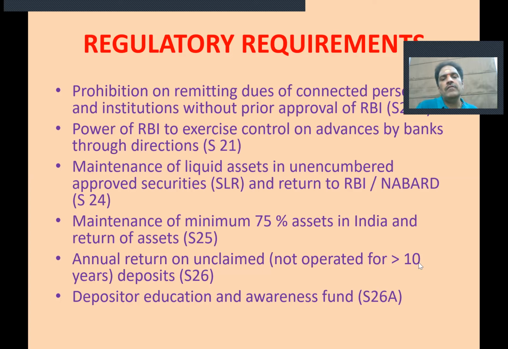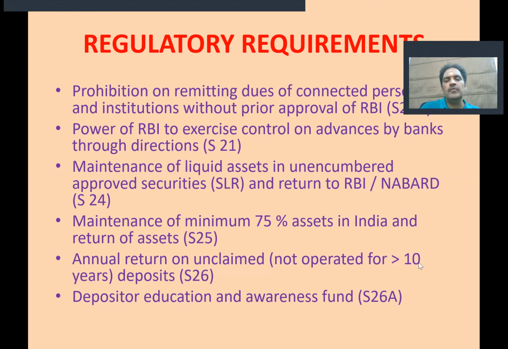Then section 24 is talking about maintenance of liquid assets, that is statutory liquidity ratio. This is also a monetary policy tool. So a proportion of their demand and time liabilities, that is deposits, have to be kept in the form of unencumbered approved securities like gold. Gold now is not in form, but generally in the form of government securities or government guaranteed bonds. The present percentage is about 20%. It keeps varying. CRR and SLR levels will be moved up and down depending upon the amount of liquidity that is there in the system. Okay, it's a monetary policy.